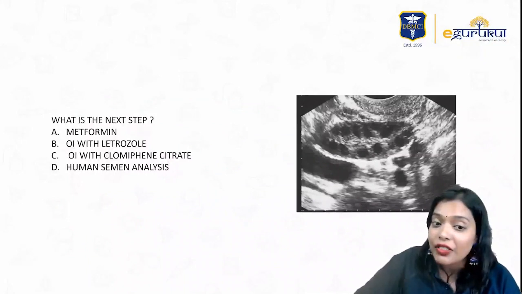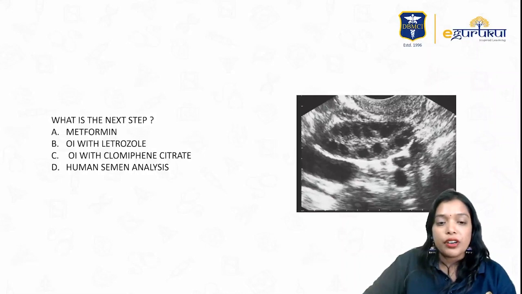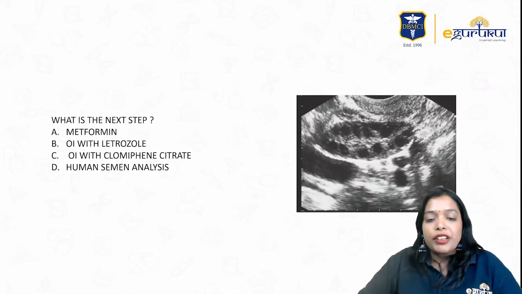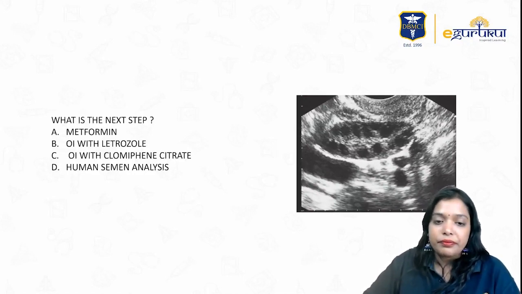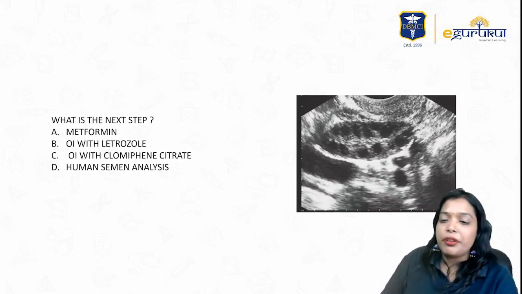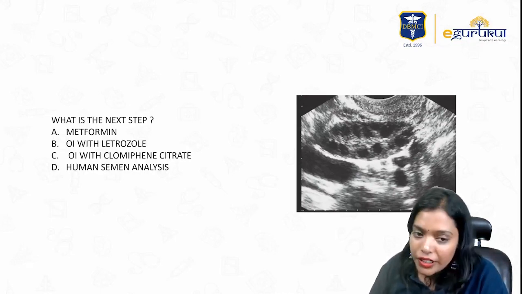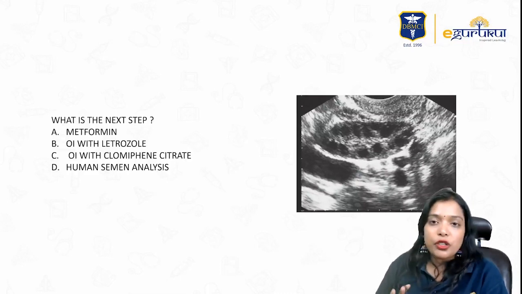And this is the scan which you have done for her. What is the next step you want to do for her? Metformin, ovulation induction with letrozole, ovulation induction with clomiphene citrate, husband semen analysis. So this is the string of pearls appearance. This is a beautiful string of pearls appearance, right? Yes, obviously all of you will now think either ovulation induction with letrozole or with metformin. Now I ask you one thing.